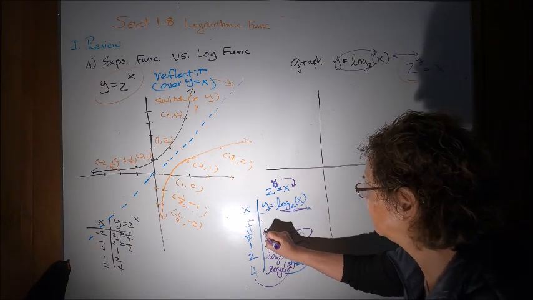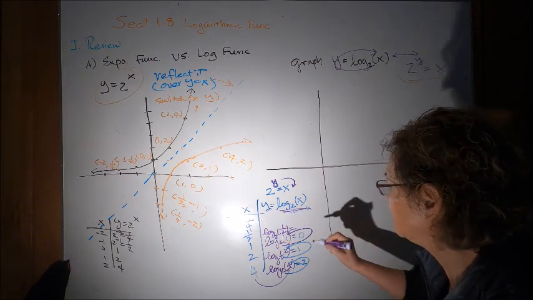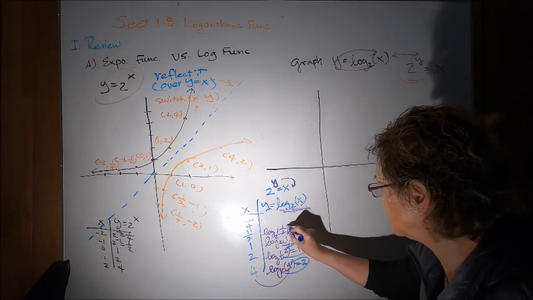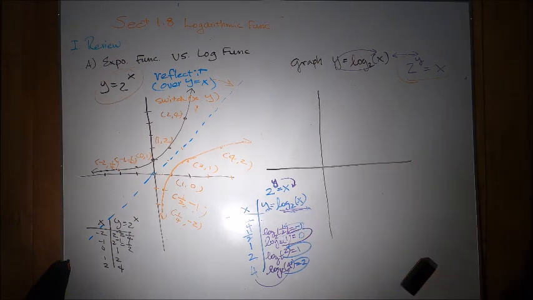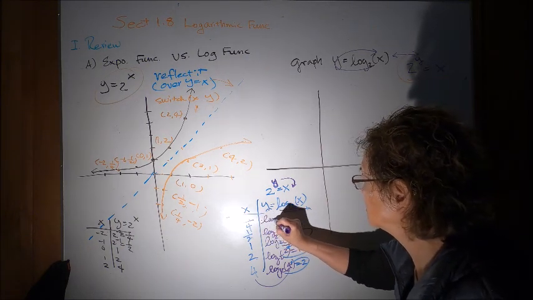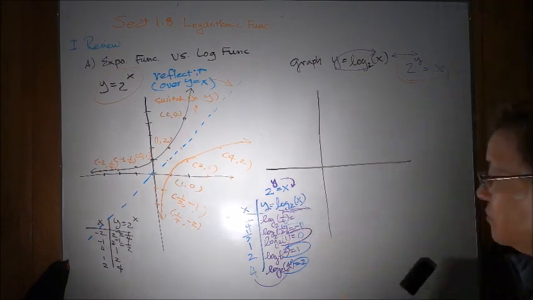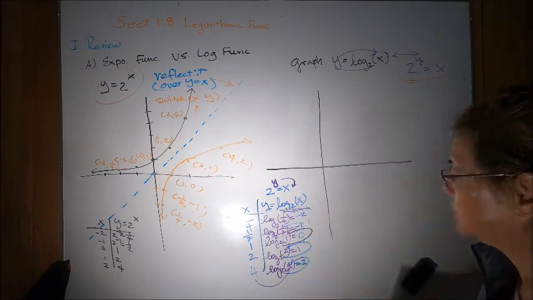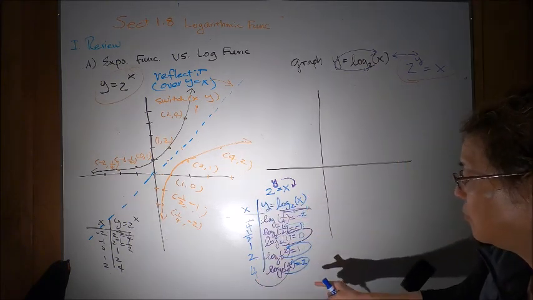What happened to the half? If x is a half, that means 2 to what power is half? -1, right? 2 to the -1 power actually is half. And for this one, x is 1/4. What do we have? 2 to the -2 power is 1/4. So when x is those values, that would be your y.